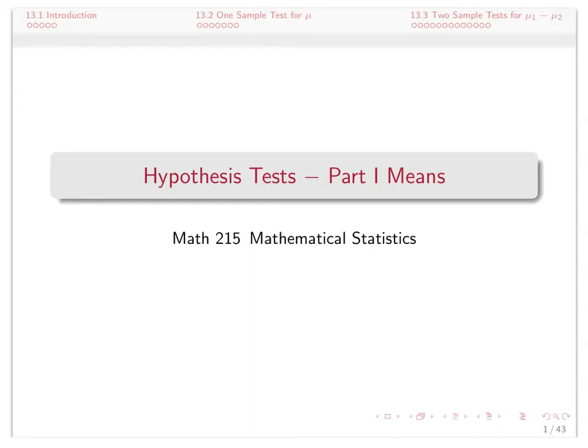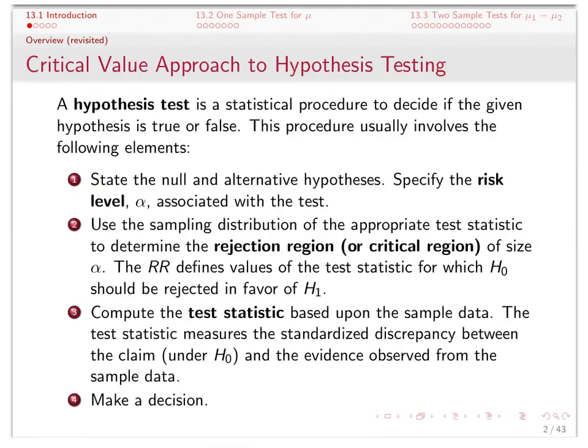We now begin our discussion of hypothesis testing by looking specifically at tests for means. So we'll start here with the one sample test for the population mean mu. Recall from the last chapter that a hypothesis test is a statistical procedure to decide if the given hypothesis is true or false. This procedure usually involves the following elements.